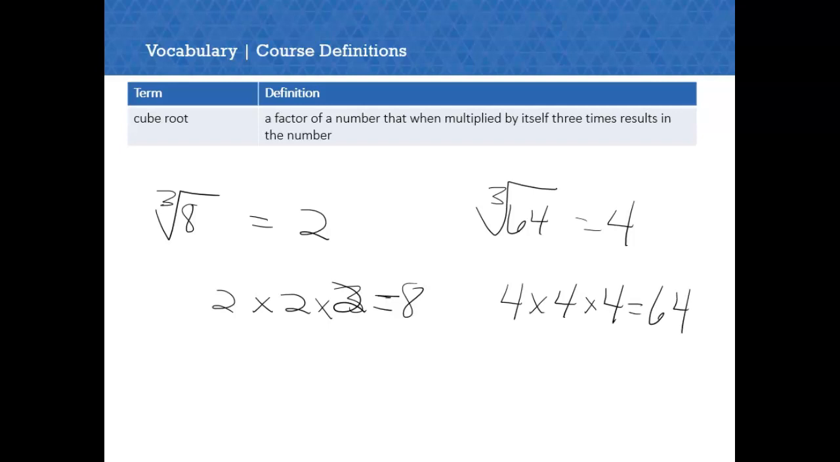So this is similar to square roots. Remember, a square root just looks like this. There is an understood 2 out here. We don't write this, we just write it like this. The square root of 9 is 3 because 3 times 3 is 9. So a cube root is the same, except we just need 3 of the same number.